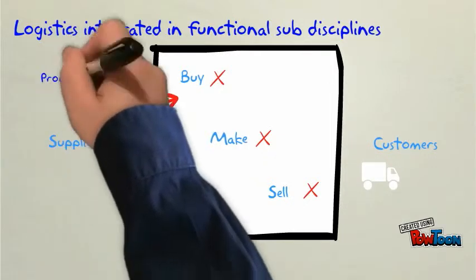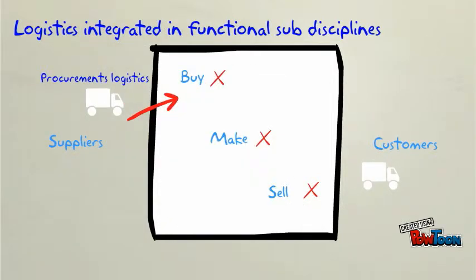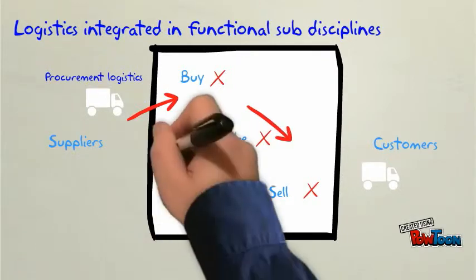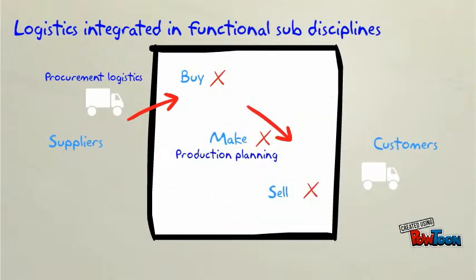Procurement logistics investigated how a business could best move materials from its direct suppliers to its own storage locations. Storage and transport within the making of products was addressed by production planning. And distribution logistics focused on storing end products and delivering them to their direct customers.